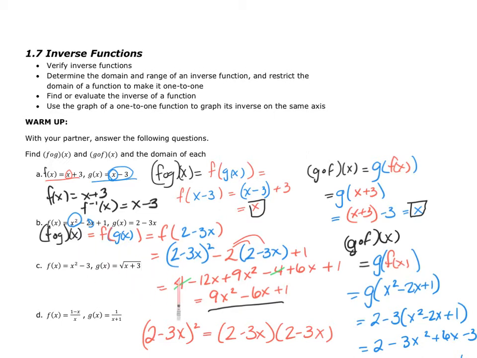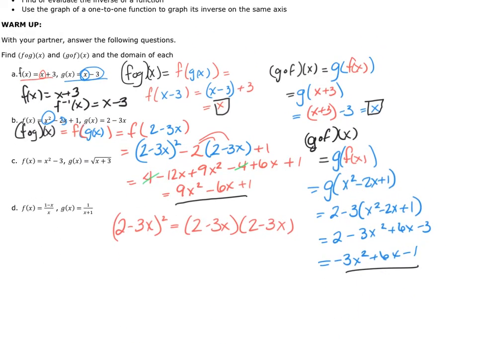But when I take a look at this, I ended up with either 9x squared minus 6x plus 1, or I ended up with negative 3x squared plus 6x minus 1. So that means that these are not inverses of each other. So inverse functions have to, when I do composition both ways, equal just x. And this one didn't equal just x, and this one didn't equal just x. So we know that those are not inverses.